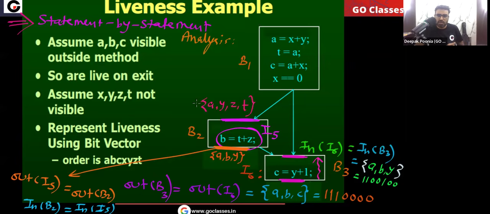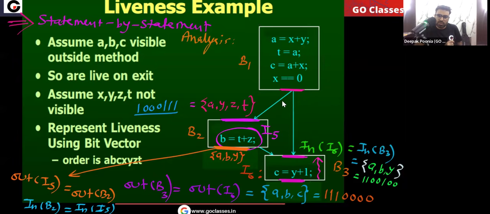Very simple. Okay. So tell me what will be the bit vector for this? Bit vector will be A, B, C, X, Y, Z, T. Now you can see what will be out of B1. That will be the union of in of the successor blocks, because there are two successors for B1. So you take the union.